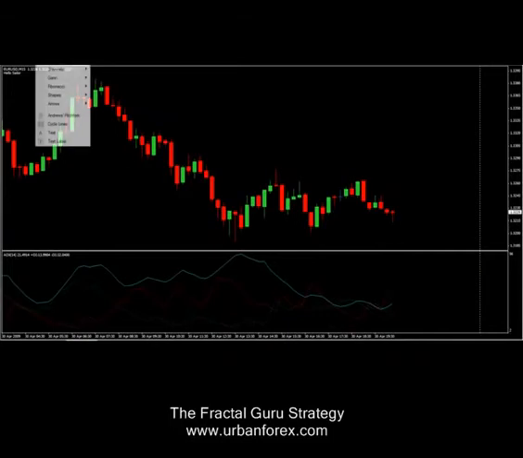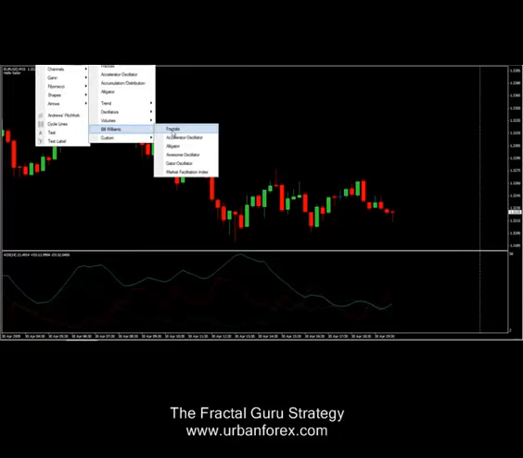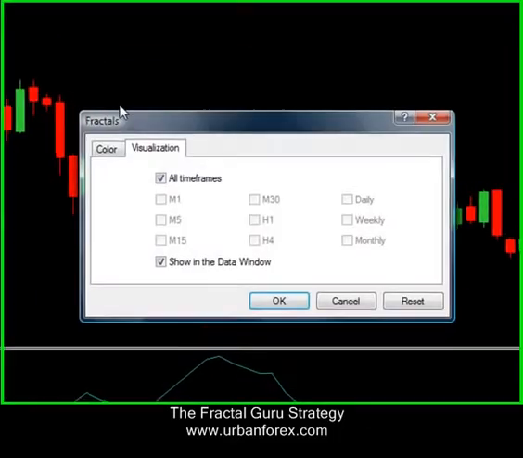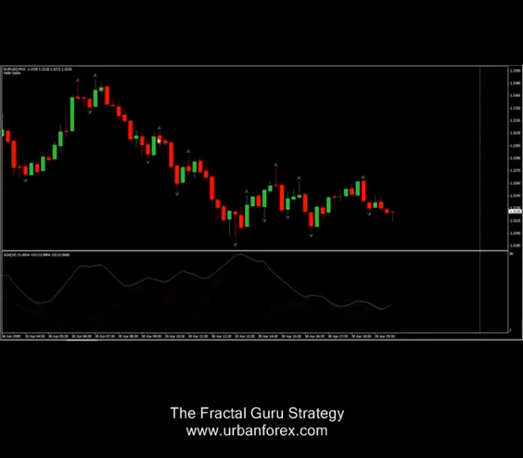I'm going to also click Insert, Indicators, go down to Bill Williams, and you'll see Fractals. I'm going to click that. Everything's all at default levels. Click OK. And you'll see your fractals show up.